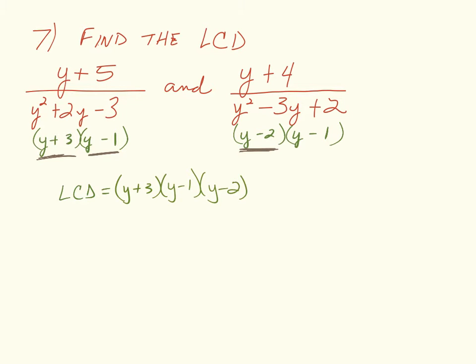Now, the y minus 1, we do not include it 2 times, because, now watch what I'm putting here, I'm putting an exponent of 1 right here and 1 right here. We only include it more than one time if it appears more than one time in any one of these denominators. So it doesn't appear more than one time in the first denominator, and it doesn't appear more than one time in the second denominator. So we only include it once in our LCD.